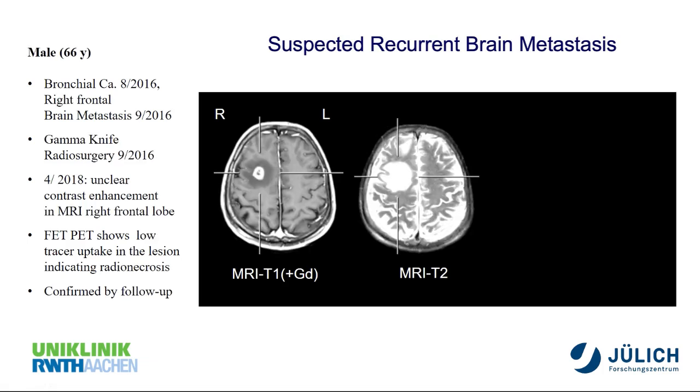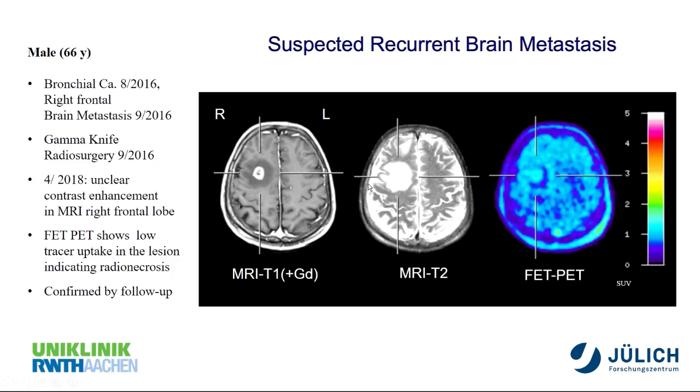This slide shows a similar case of a patient with a metastasis of a bronchial carcinoma in the right frontal brain. 18 months after gamma knife irradiation and radiosurgery, the MRI showed an unclear contrast-enhancing lesion at the previous tumor site. In this case, however, FET PET showed no tracer accumulation, indicating a radionecrosis, which was confirmed by further follow-up of the patient.